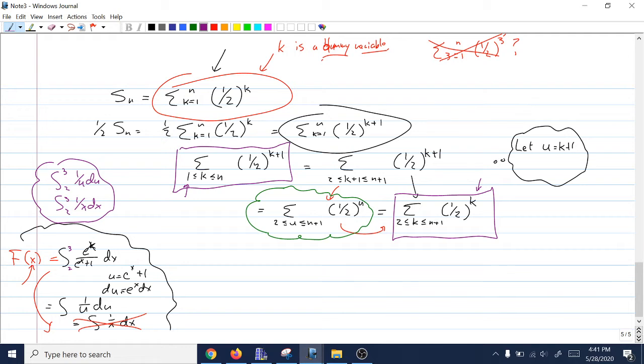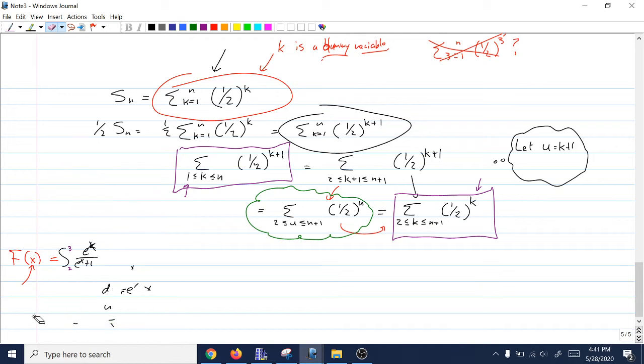It's reasonable to be confused, and it's reasonable to write out some extra lines to help you get through that. If you are absolutely lost, the strongest thing you can do on a piece of scratch paper to check that you're re-indexing correctly is to just write out what this is with a dot dot dot. This thing is, when k is 1, I get 1/2 to the 2. When k is 2, I get 1/2 to the 3. Plus dot dot dot. The last term will be when k is n, 1/2 to the n plus 1.